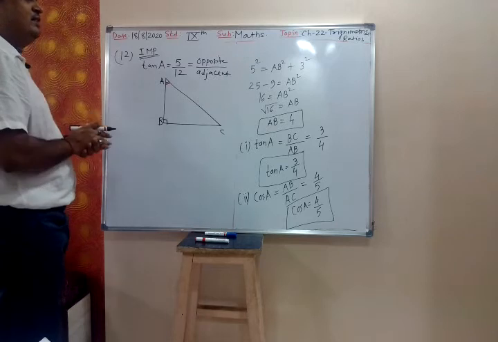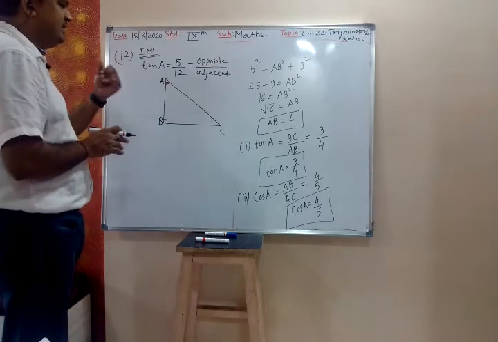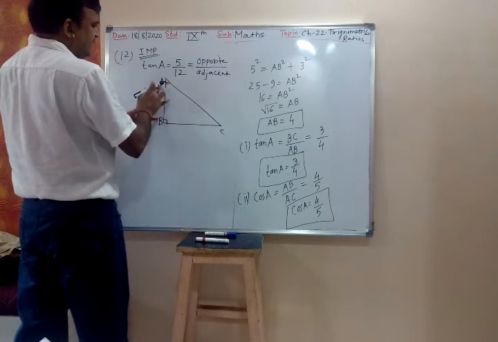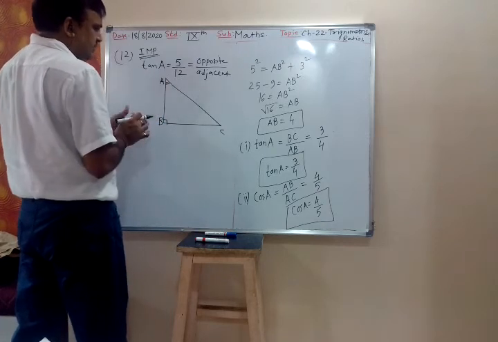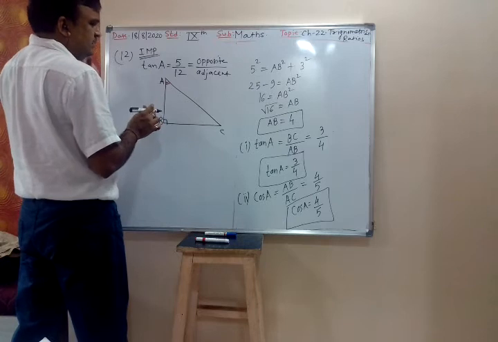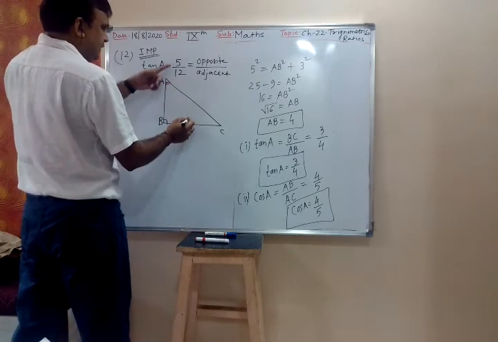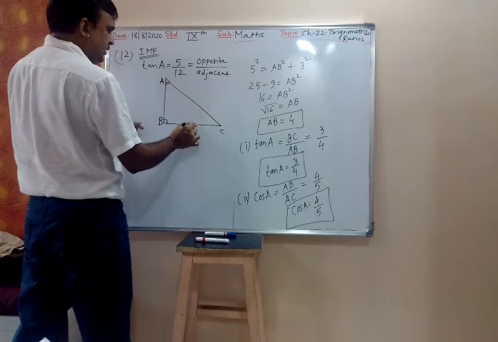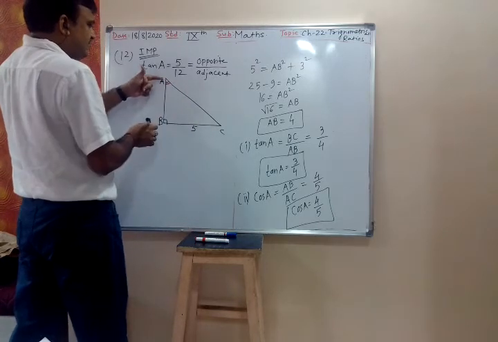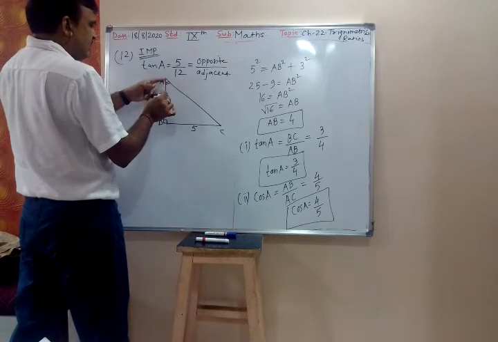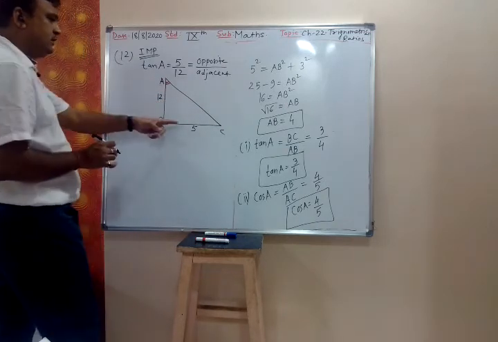One of the angles will be 90 degrees. You can take C as 90 degrees. If you take C, then the others will be A and B, but A must be acute. So the side opposite A is 5. Adjacent to angle A is AB, which is 12. So this is 5, this is 12.